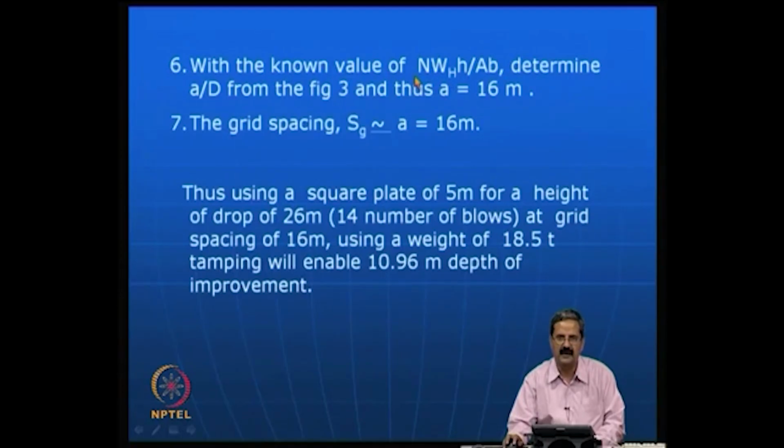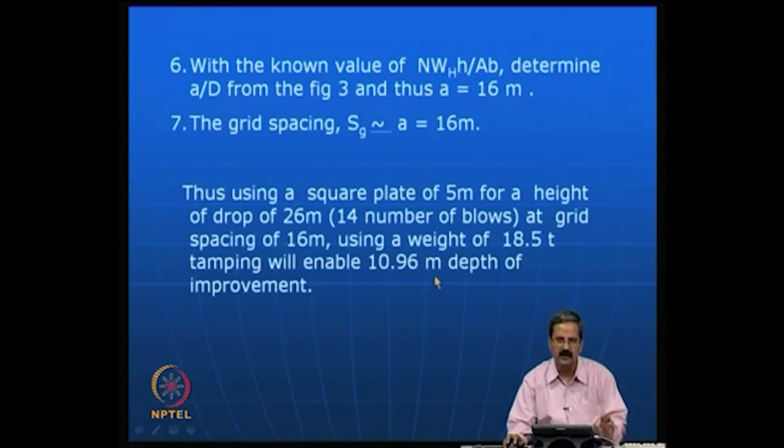You will get a number 14, and once you know this, from the same figure you can also get A by D. So, A by D in the same figure gives you 16 meters as a spacing. What it means is that using a square plate of about 5 meters, for a height of drop of 26 meters with 40 blows at a grid spacing of 16 meters, using a weight of 18.5, tamping enables a 10.96 meters depth of improvement. This is what the statement is.